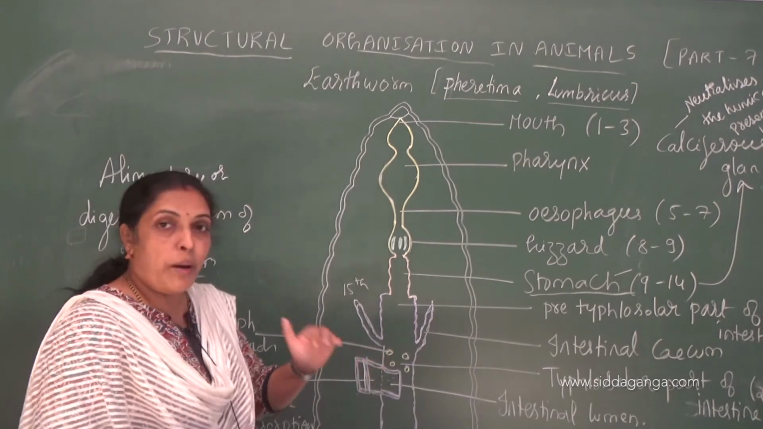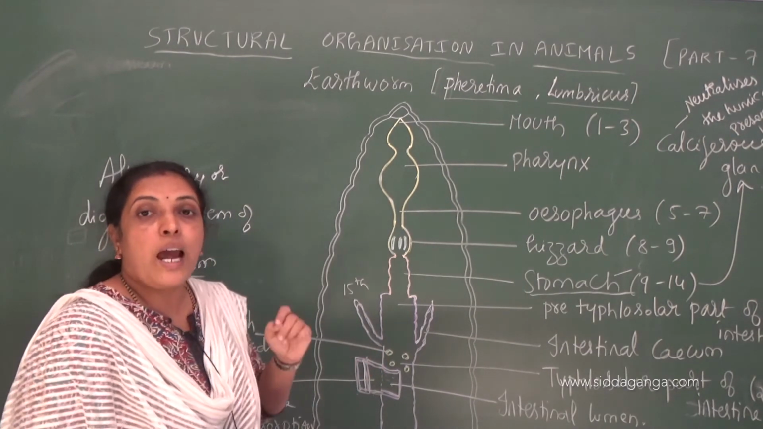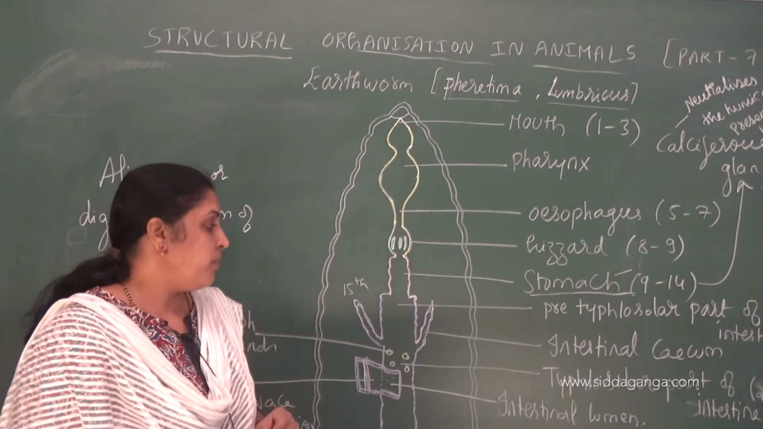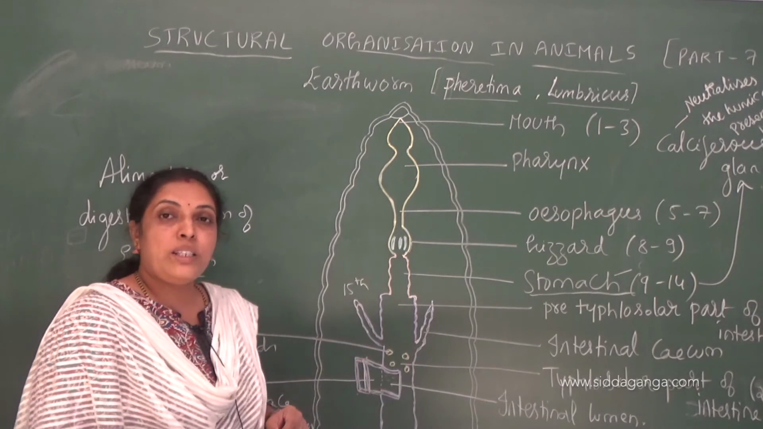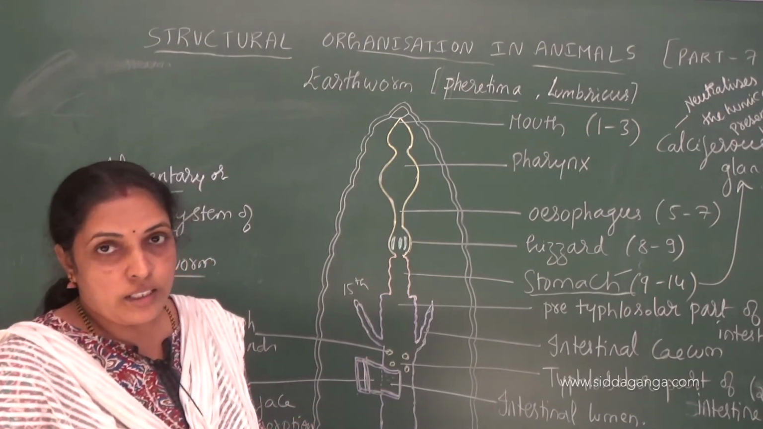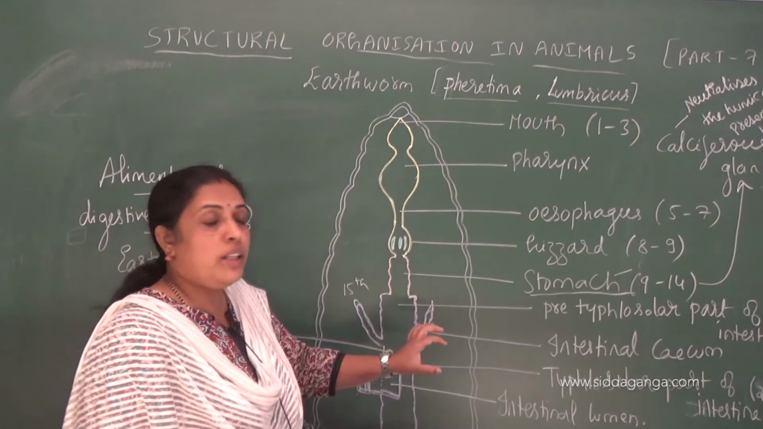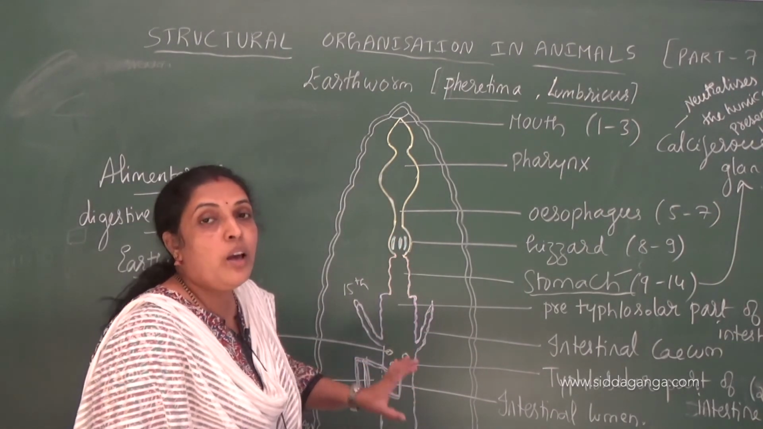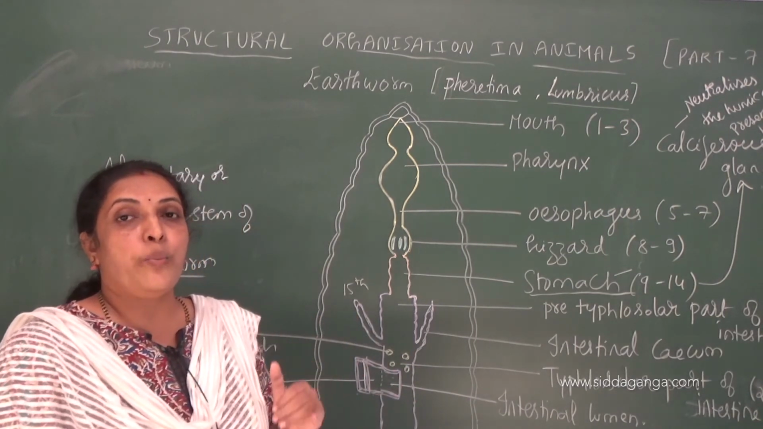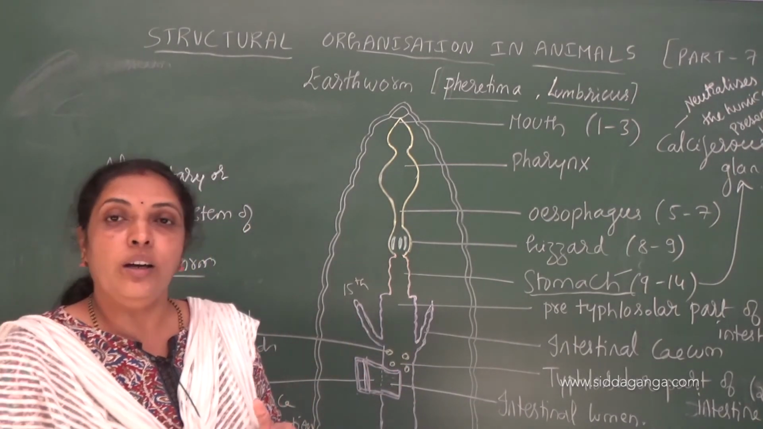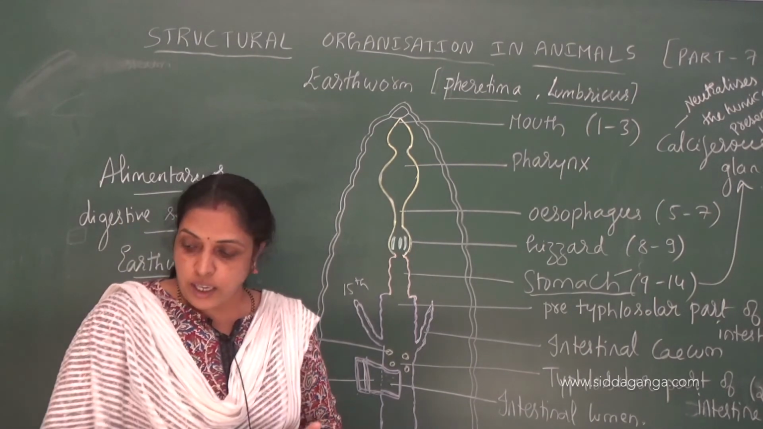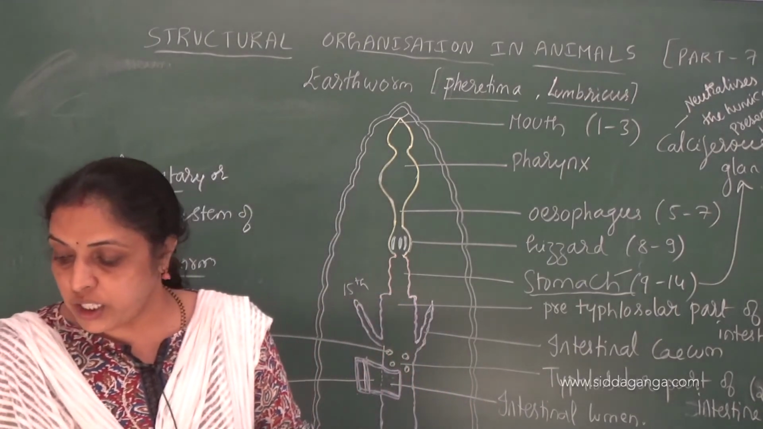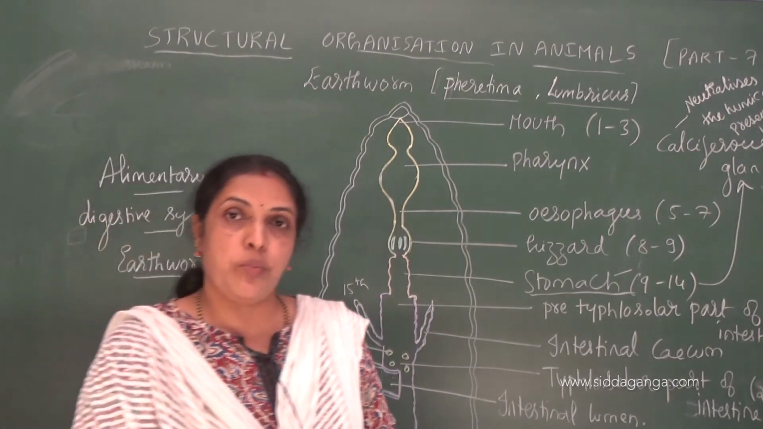In the typhlosolar part, we see internal foldings that mainly increase the surface area for absorption of food. And at the 26th segment, we see a pair of intestinal caeca. After the food is digested, it is absorbed in the typhlosolar part of the intestine, and the undigested food is released out through the anus. Understood? That is about the alimentary canal or digestive system of the earthworm.